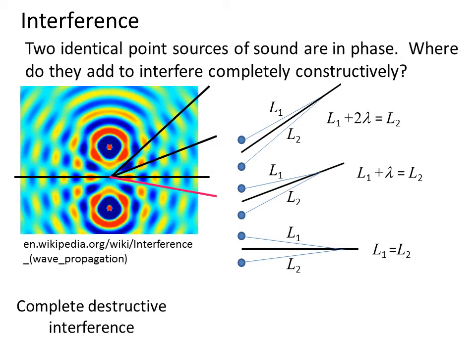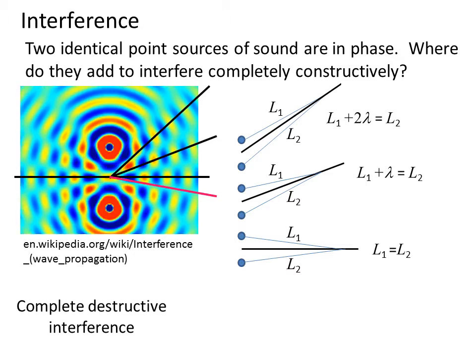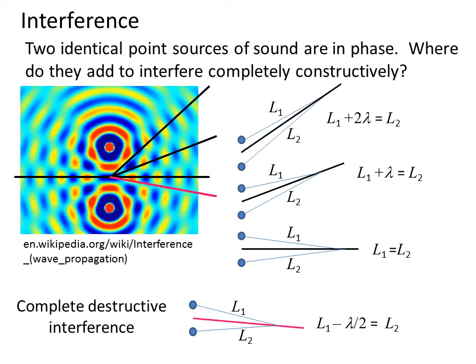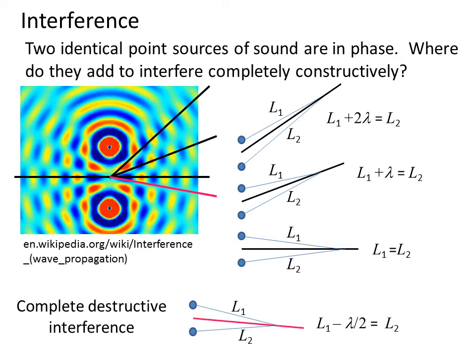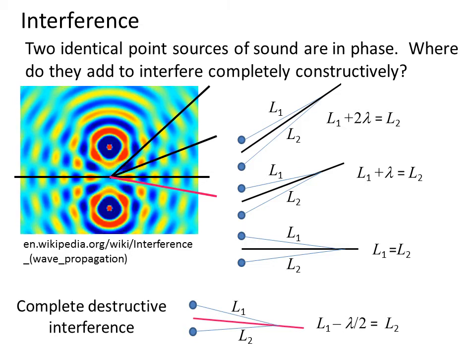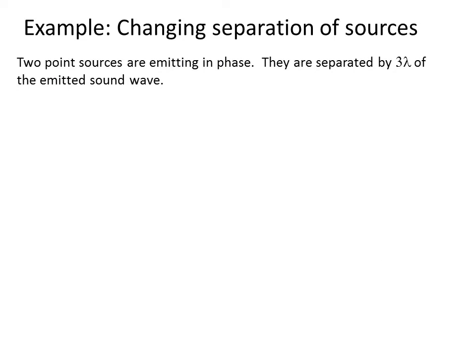Complete destructive interference, looking at the pink line where we only see light blue, occurs when L1 minus L2 is equal to half a wavelength. So L1 is now farther away than L2, so you have to subtract off half a wavelength so that the two waves are perfectly out of phase.